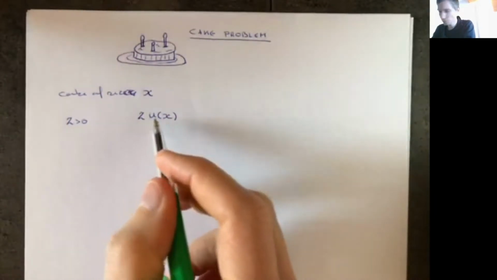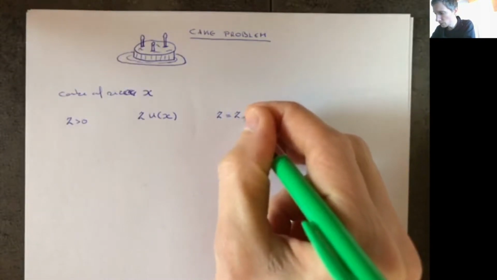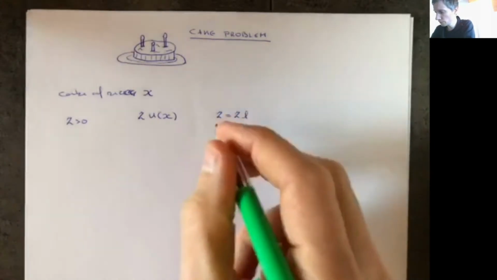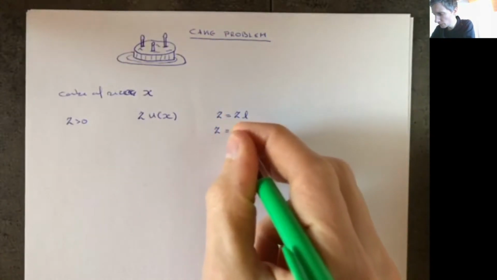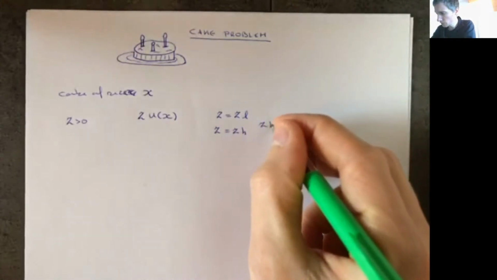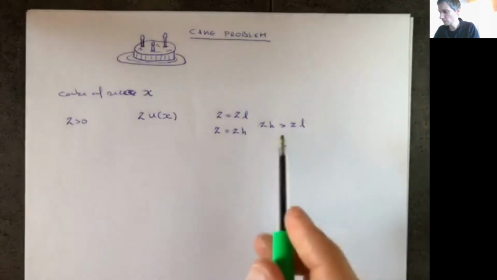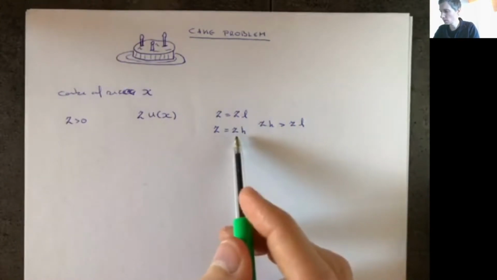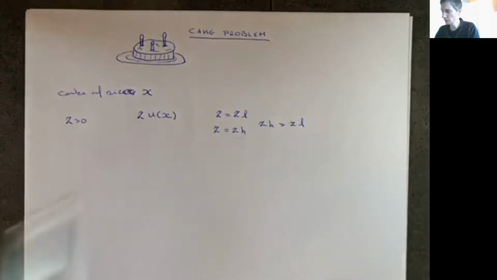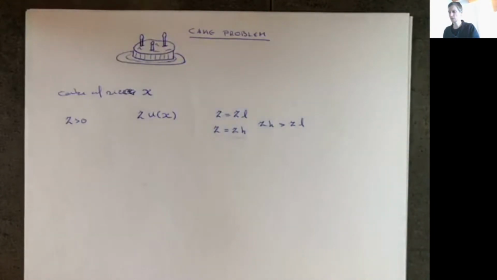So if you don't like eating the cake, then we have that z is equal to z_L, L for low. We have a low preference for cake today, or z can be equal to z_H. And you assume, of course, that z_H is bigger than z_L. So eating the cake when you like eating today is z_H times u of x. If you don't like eating the cake today, then we have z_L times u of x.